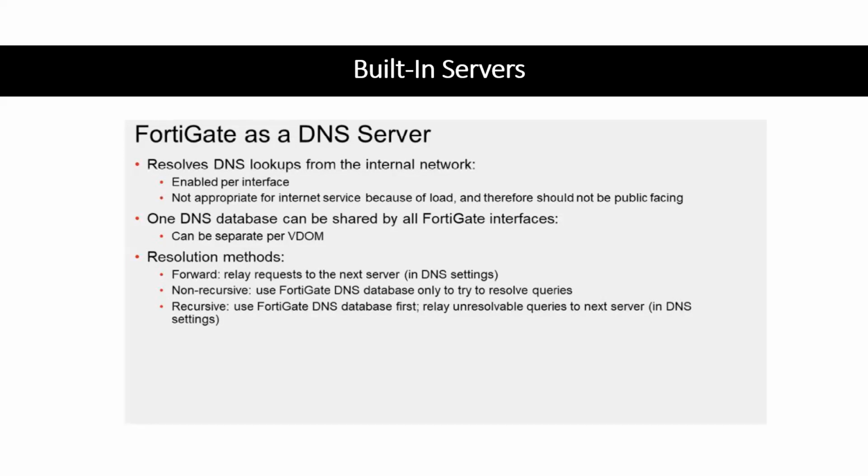Maybe you want to use the non-recursive resolution, which uses the FortiGate DNS database only to try to resolve queries. You have that option as well. And last but not least, you have the option of a recursive resolution. What does that mean? For the FortiGate to use the DNS database first, then say, I can't resolve it, I need to forward it to the next server that we have configured. You can configure this not just in the GUI but in the CLI. Let's jump in and take a look at that.